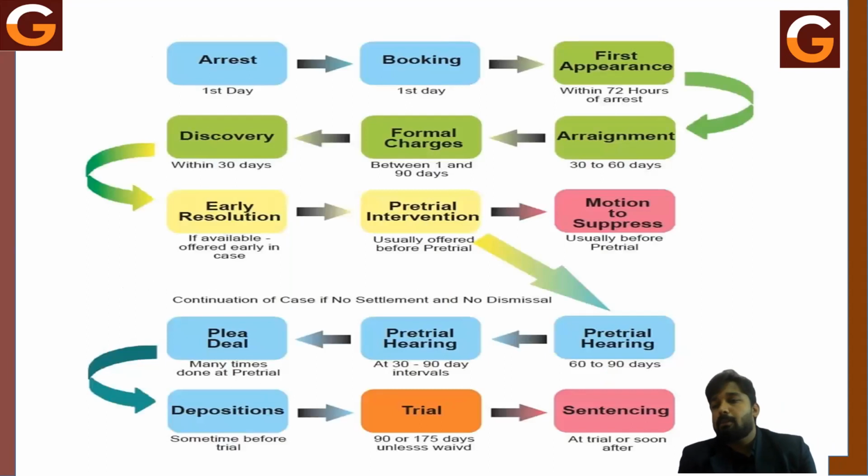Looking at the process of how the judiciary system proceeds: first is the arrest, then the first appearance within 72 hours, where he has to appear in the court of law. Then he is given 30 days to look into whether he has any evidence to support his innocence. After that, from 30 to 90 days, formal charges are made, and then the arraignment, followed by early resolution.